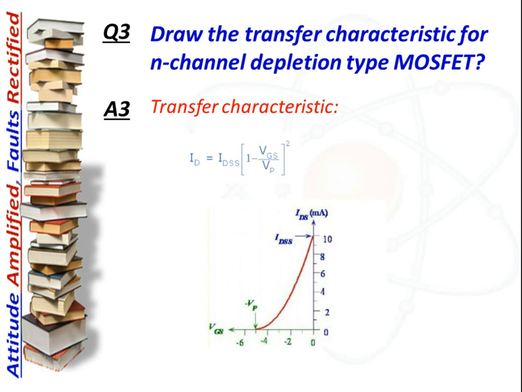So ID is drain current, IDSS is maximum saturation drain current, VGS is gate to source voltage and VP is pinch off voltage. When the value of VGS is equal to 0, the drain current will be maximum. It will be equal to IDSS, and when VGS is equal to VP, the drain current will be minimum. It is 0 at VGS equal to VP.